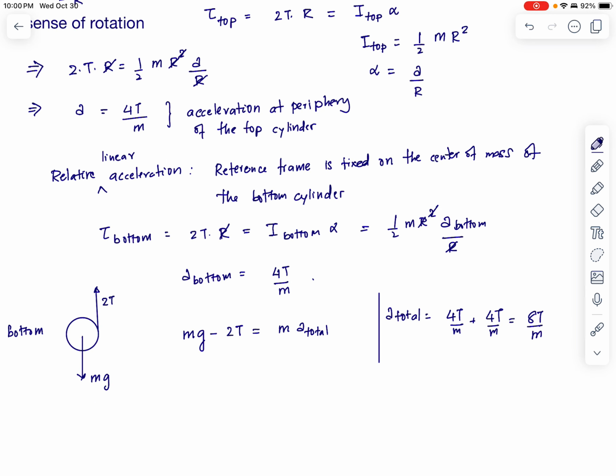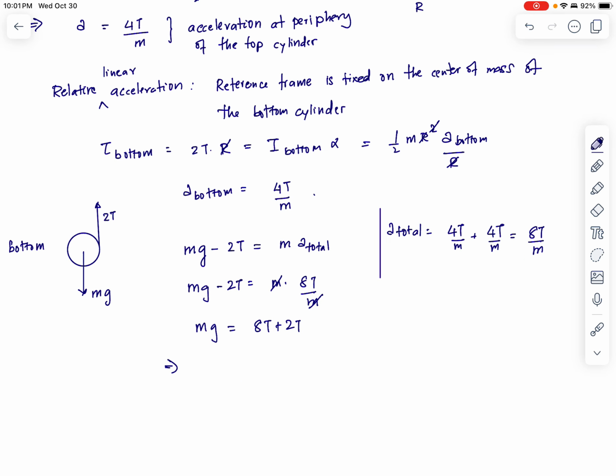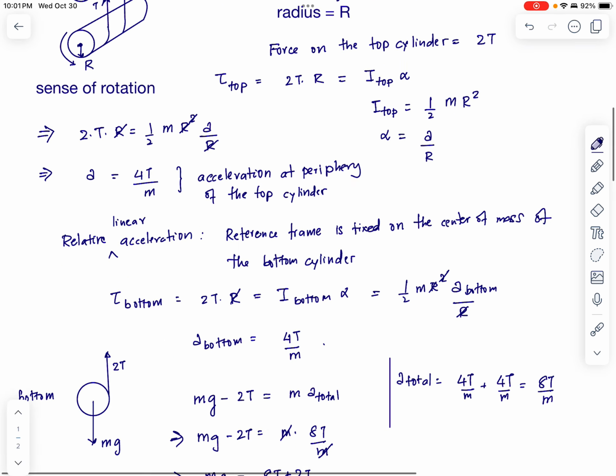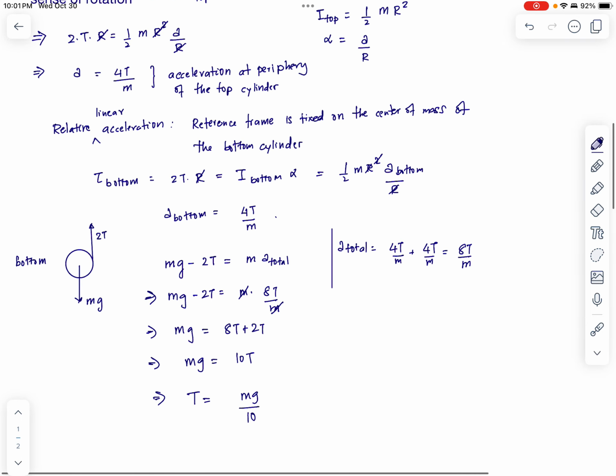So when we plug that in, mg minus 2t equals m times 8t over m. The m's cancel out. So mg equals 8t plus 2t, or we can write this as mg equals 10t. Therefore, the tension in each string equals mg divided by 10. So that's the correct value of tension in each string.